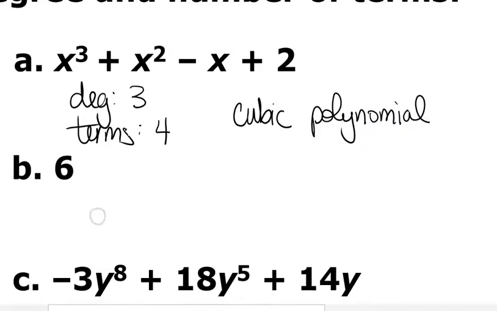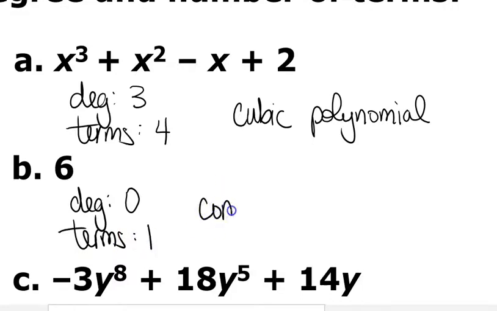Okay, our next one's a little tricky. What's their degree? I notice it's a constant, so it's 0. And then how many terms are there? 1. So this is a constant monomial.